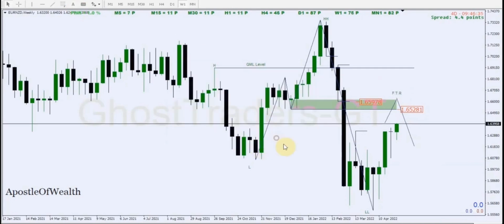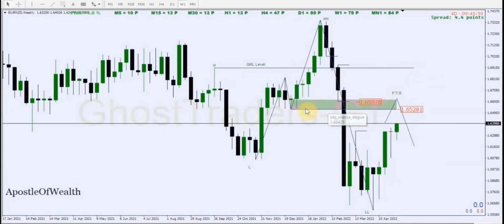FTR. So FTR simply stands for failure to return. The reason it's an FTR is because it failed to return to this level of our QML. As price was going up, we were anticipating that price would get to this level of our QML, but all of a sudden it fails to get to this level. That's why we call it an FTR, because it failed to return to this level of our QML here. But now we have the reason why it failed.